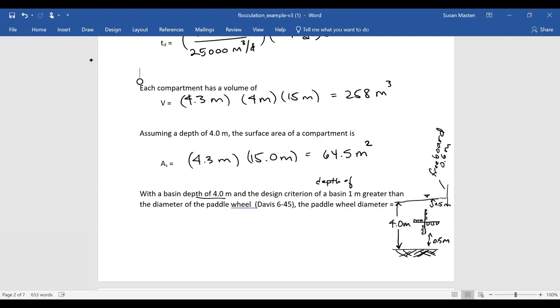So we can make the diameter 3 meters. This was the 4 meters depth minus the 1 meter clearance that we need, and that gives us a 3 meter diameter.